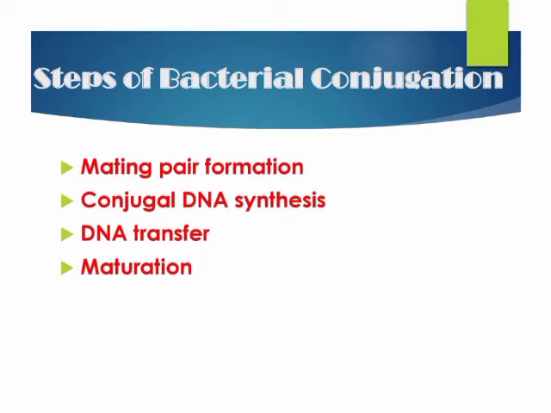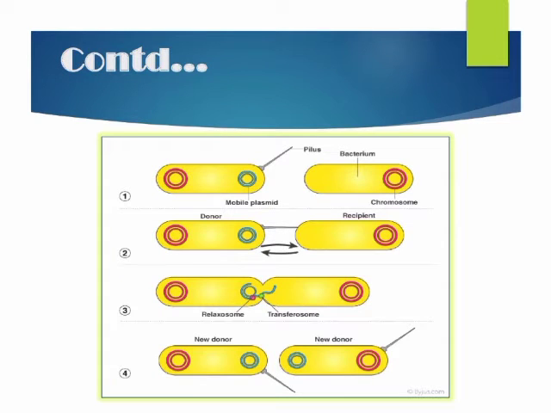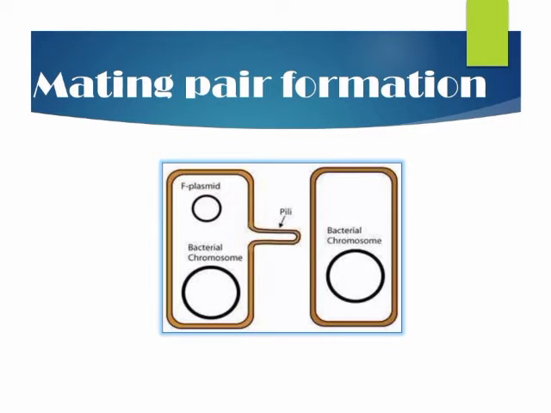Next, different stages of bacterial conjugation. Basically, there are 4 stages. Number 1, mating pair formation. Number 2, conjugal DNA synthesis. Number 3, DNA transfer. And the last, that is maturation. In this slide, the diagram shows the different stages of the bacterial conjugation process as I have told you. Now the different stages. Number 1, mating pair formation.